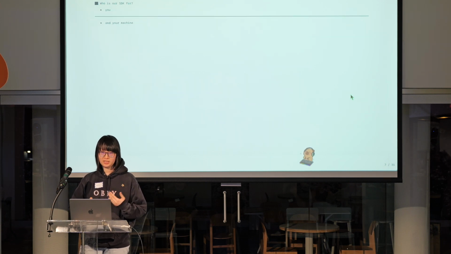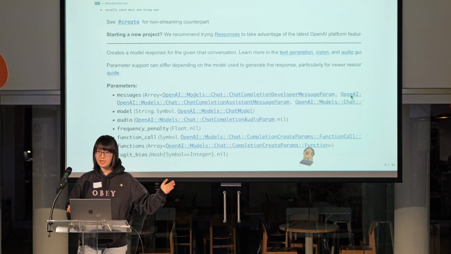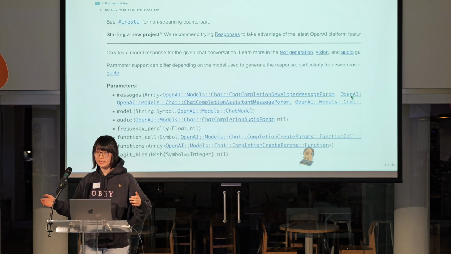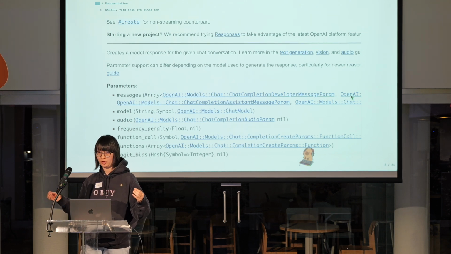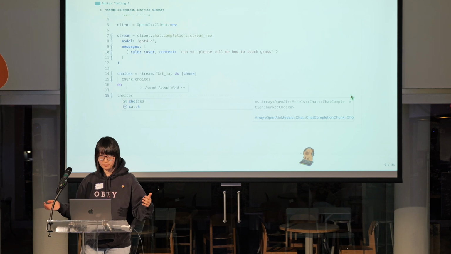But what is an SDK for? There are two audiences: one is you, the programmer, and the other is your machine, your tooling. Because OpenAI gives us a really big JSON in terms of the amount of knowledge, we have a lot more than almost anybody else. Therefore, we have really good documentation, and because knowledge is power, we have really good editor support.